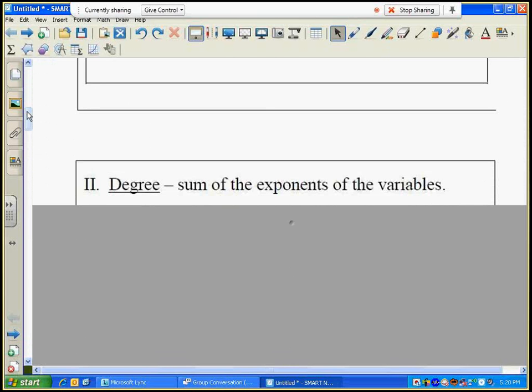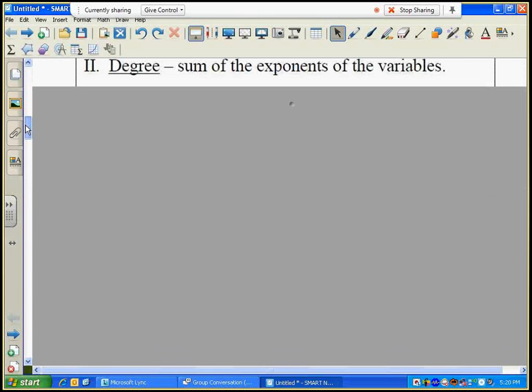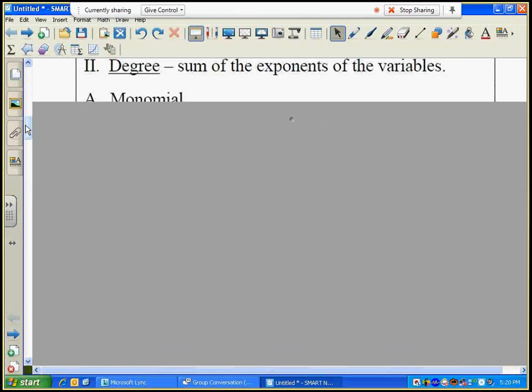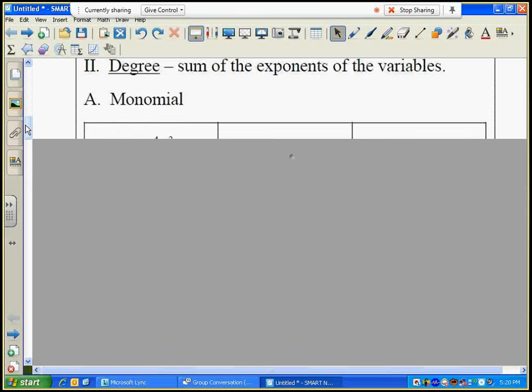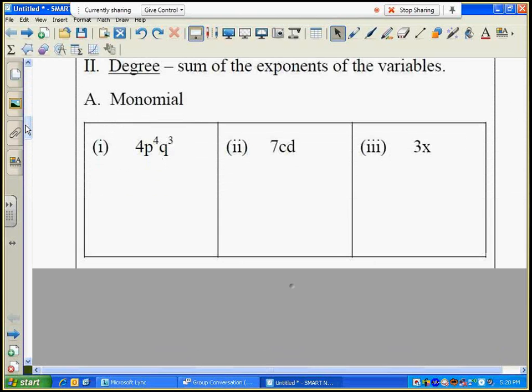The degree is just the sum, adding, of the exponents of the variables. Let me elaborate. Let's first tackle how to find the degree of a monomial. That is a one-term expression. Copy down these 3 expressions. In the first term, you have 4p to the 4th q to the 3rd. Now there are 2 variables there, and they each have their own exponent. If you want to find the degree of that monomial, you just add up those exponents. So this guy right here is a 7th degree monomial.